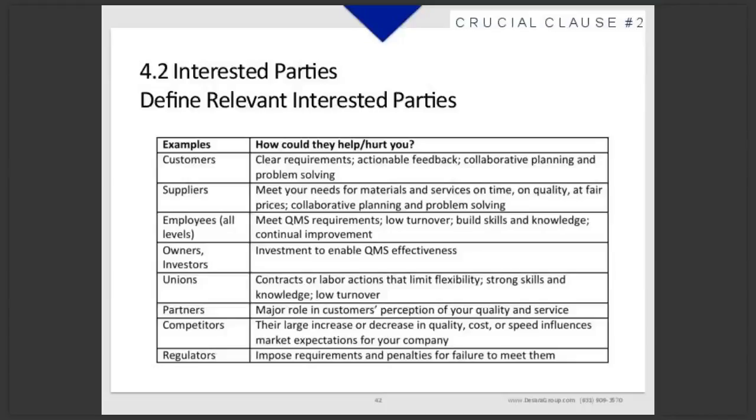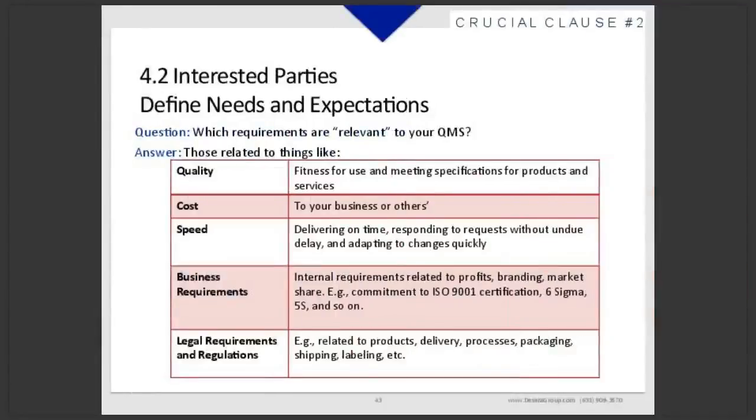Now, do you have to list all of these individually by name? It depends on the context of your organization. If you have hundreds of them, you might just list partners. If you have just one or two, I'd probably list them by name and monitor them individually. Competitors, as before, their increase or decrease in performance, cost, speed, quality, could set market expectations for your company. And anybody who does business with regulators knows how they have an extreme ability to help you or hinder you in achieving your business. They can shut you down.